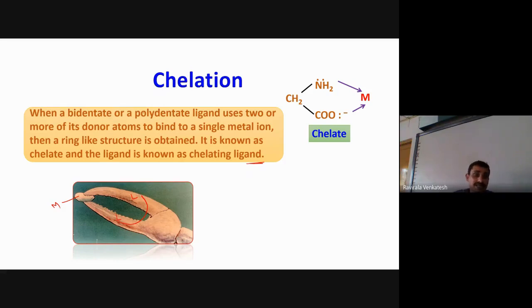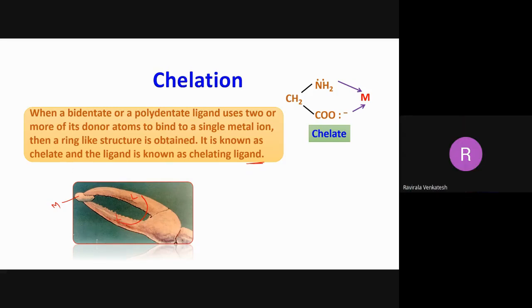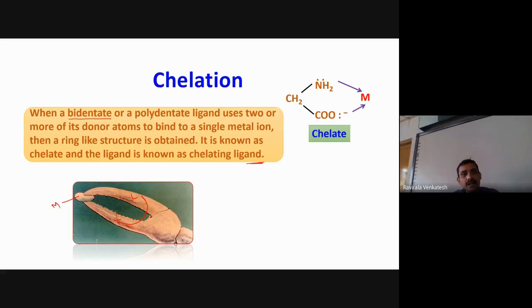Bidentate or monodentate never form it, because monodentate ligands have only one lone pair. Bidentate, more than bidentate, or polydentate ligands generally form chelation. Its donor atoms bind to a single metal atom. Now you see, these are binding to only a single metal atom. Then a ring-like structure is forming. You observe here, a ring-like structure is forming. This is known as chelation, and the ligand is called a chelated ligand.